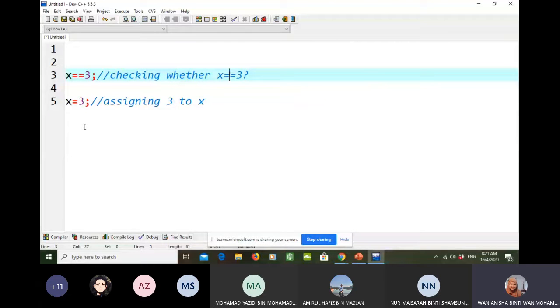So can you see the difference? So in your relational operator, you'll be using this one. So in your condition, make sure you use double equals to check whether X is equal to 3. This one is only used for assignment statements. When you do an assignment, then you use the single equals to. But remember, this one is for checking the condition. Okay? Any question until here?